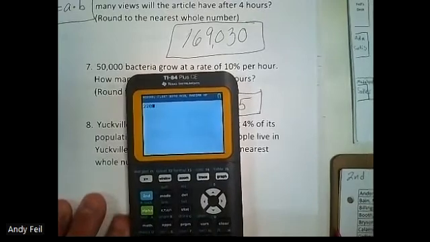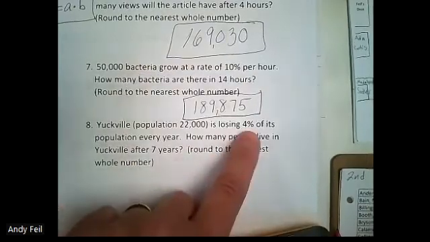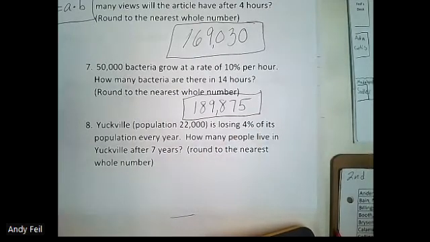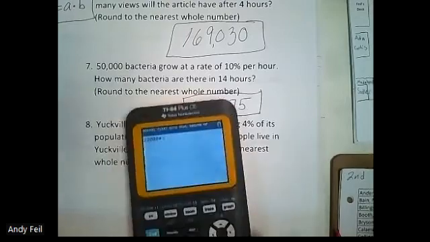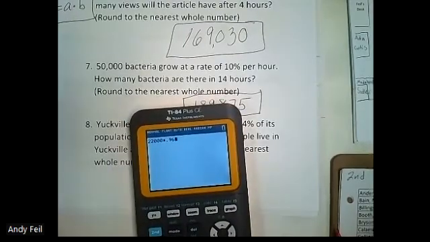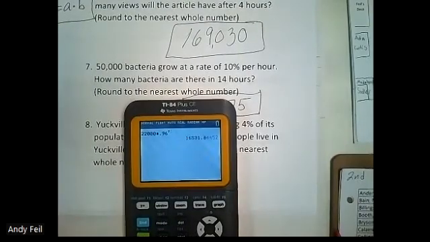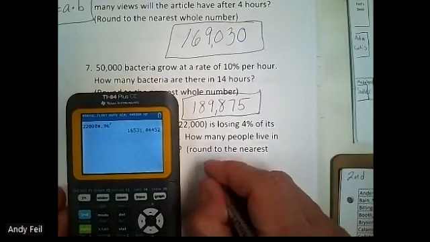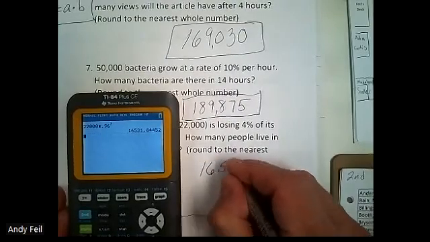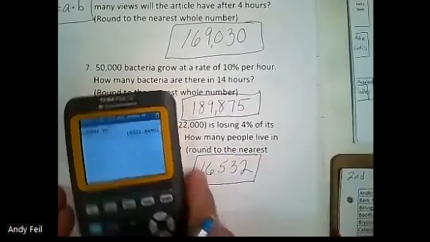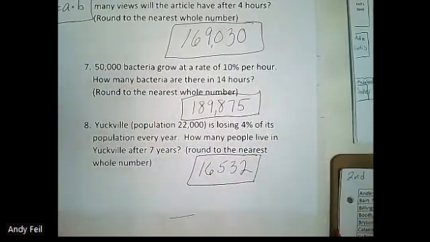You typed in 22,000 and multiplied by what? 0.96, because if it's losing 4%, isn't it keeping 96% of its population each year? So times 0.96, and we're raising that to how many years? 7 years, and we're rounding off to the nearest Yuckvillian, which is 16,532 Yuckvillians, or Yuckvillites. What do you think it would be? Yuckvillites sounds way better.